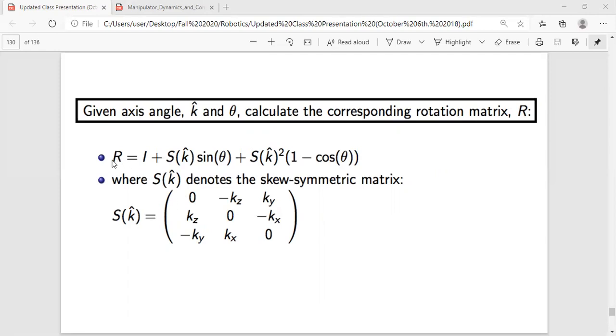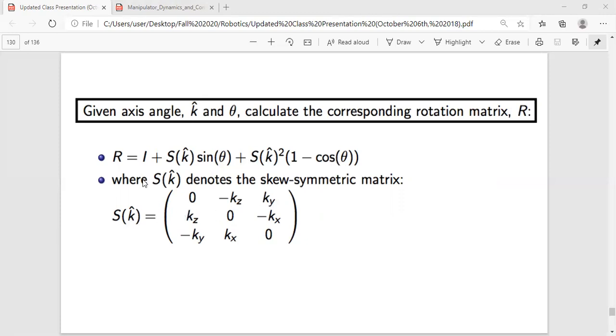Simply, R is going to be given to you as I, which is the identity matrix, plus S of K, which is basically the skew-symmetric matrix. S is given by this, where KZ, KY, KX are the coordinates of this vector K. So you have the vector K, you can find the skew-symmetric matrix that corresponds to this vector K, multiplied by sine theta, plus the skew-symmetric matrix squared, multiplied by 1 minus cosine theta.